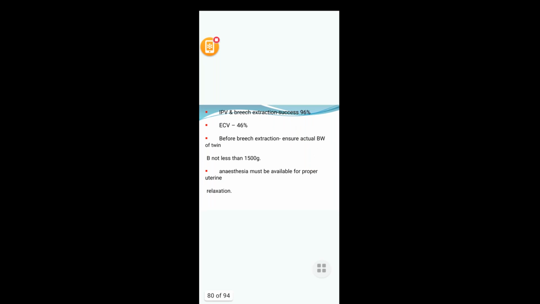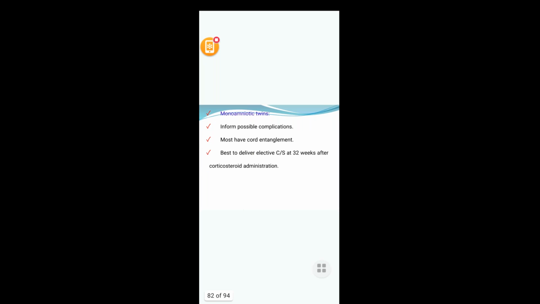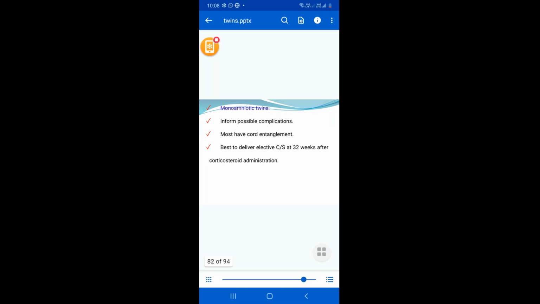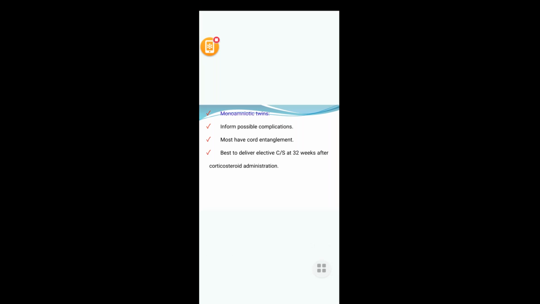If it is breech, go for a cesarean section. Twin A non-vertex and twin B others, risk of fetal entanglement will be there, so cesarean section is best. When it comes to monoamniotic twins, possible complications should be explained. Most will have cord entanglement. Best to deliver electively by cesarean section at 32 weeks or after corticosteroid administration.